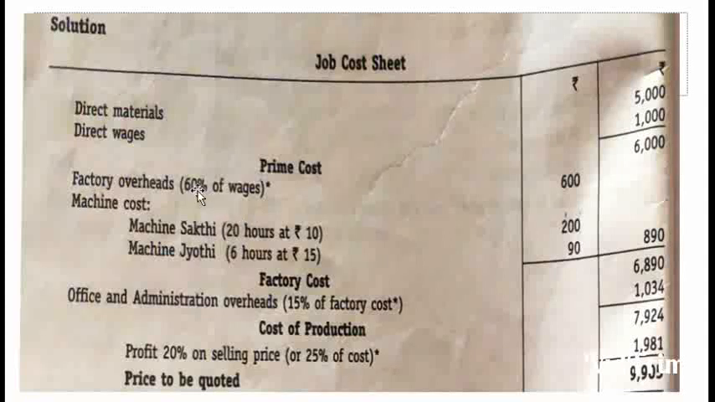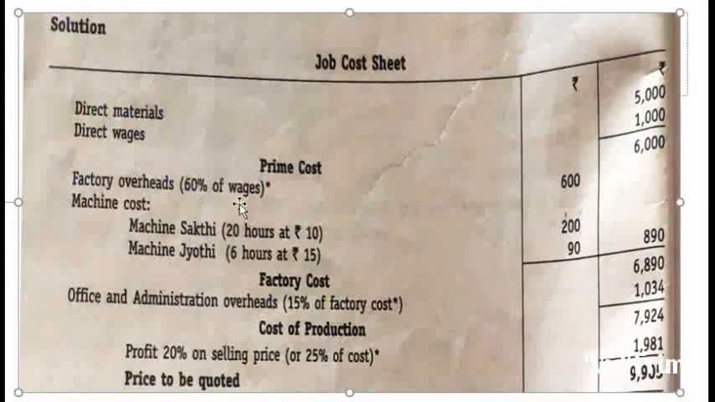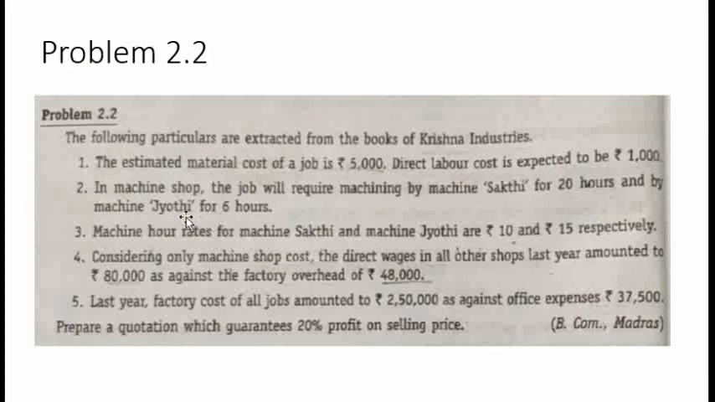Now factory overhead is 60% of wages. You understood how we got this 60% from the working note: it is based on the previous year's data, and the same percentage is taken for this estimated cost sheet as well. Last year, factory overhead was 60% of direct wages. So how much is your direct wages? 1,000. So 1,000 into 60% will give you 600. Next in the question you have machine cost. As I've told you all, machine cost will belong to factory overheads.